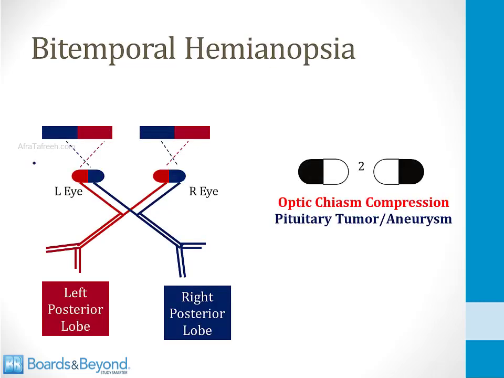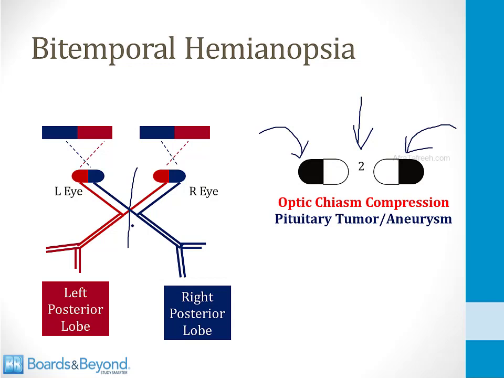Our next visual field defect is called bitemporal hemianopsia. This occurs when there's a lesion of the optic chiasm, where fibers are crossing from the left and right eyes. It results in the visual field defect pattern I've shown on the right side of the screen here, where the temporal portions of both eyes have no vision. That's why it's called bitemporal hemianopsia.